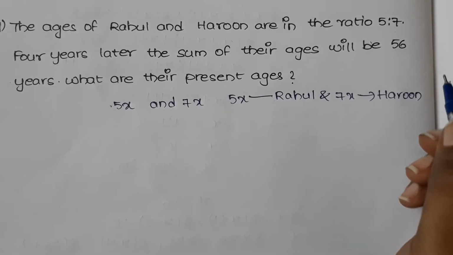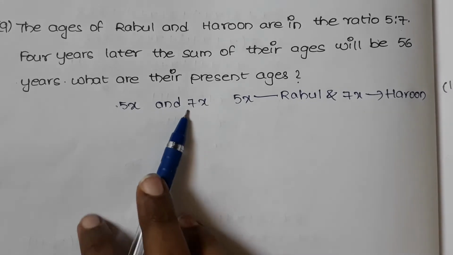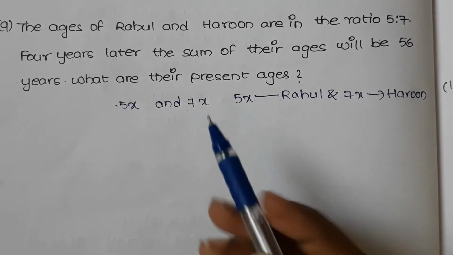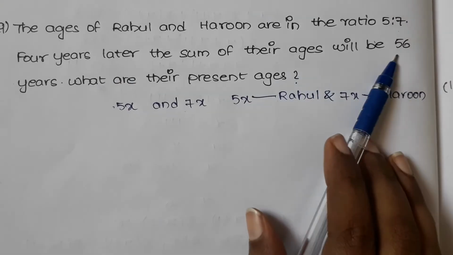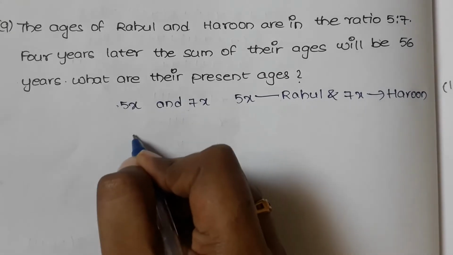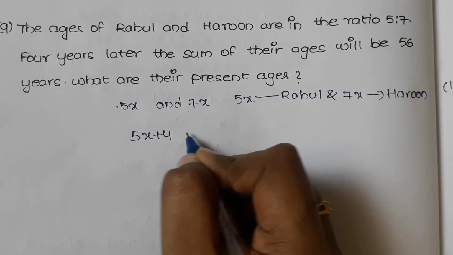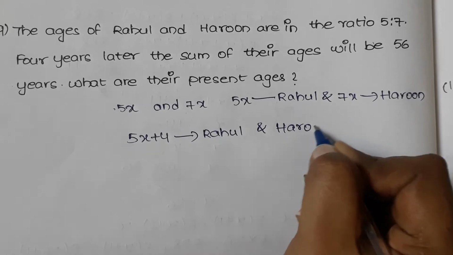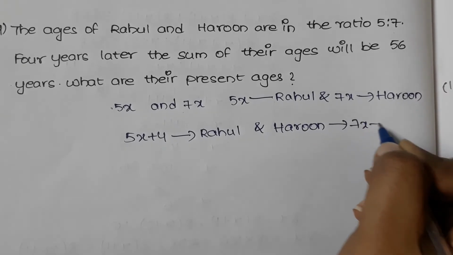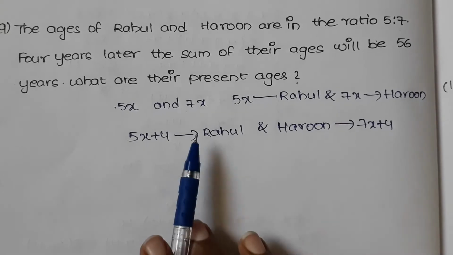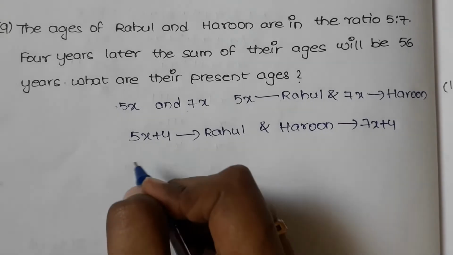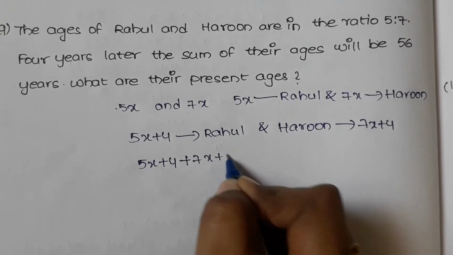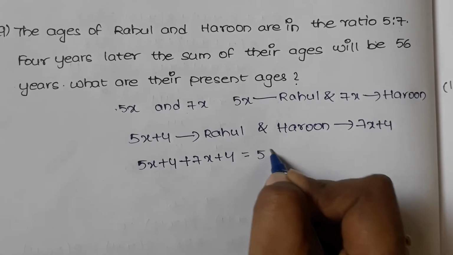And now their present ages are 5x and 7x, and they have given that according to the question, 4 years later the sum of their ages will be 56. 4 years later Rahul's age will be 5x plus 4 and Haron's age will be 7x plus 4. Now they have given the sum of their ages is 56. Now let us add those two. 5x plus 4 plus 7x plus 4 equals 56.